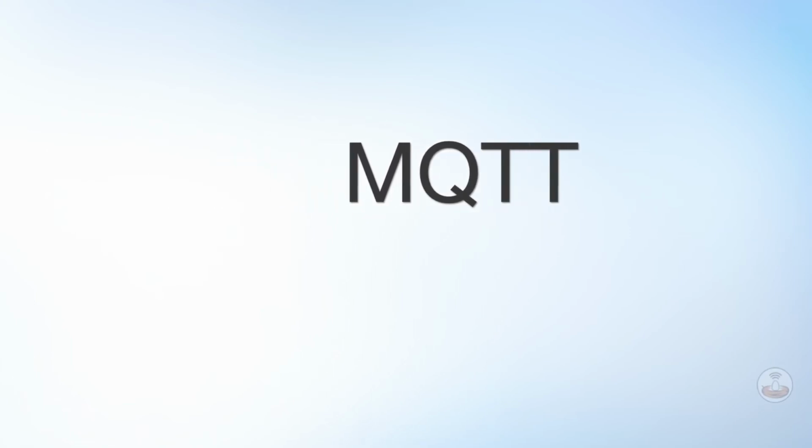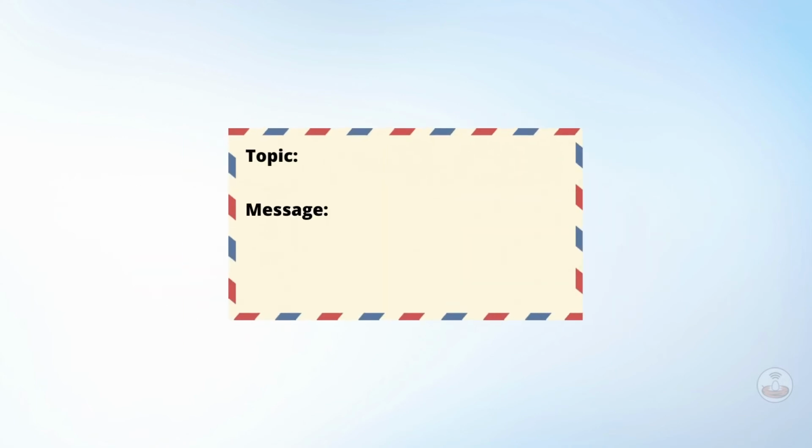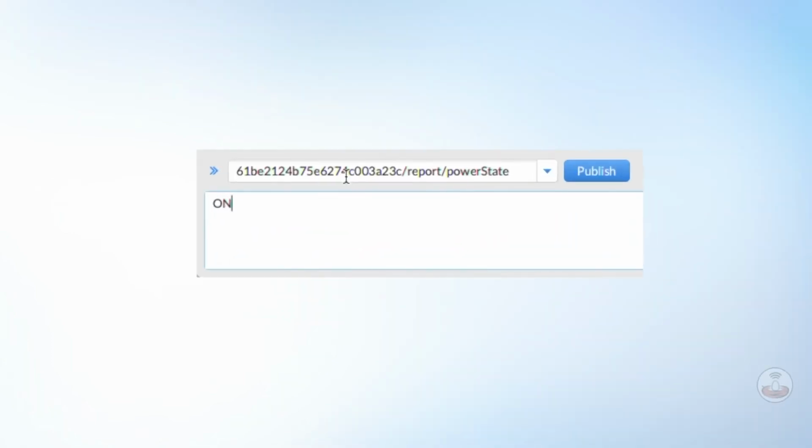As you may know, your Smartnest devices use MQTT to send and receive updates from the server. Messages are sent in the form of MQTT packages that have a topic and a message. For example, when a device reports the power state, they would use the topic report power state, and in the message would be on or off. We can use the report notification topic, and in the message we will send the text we want to show in the notification.